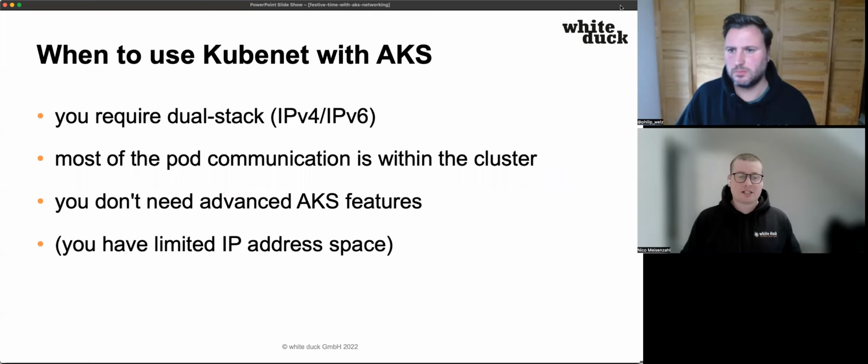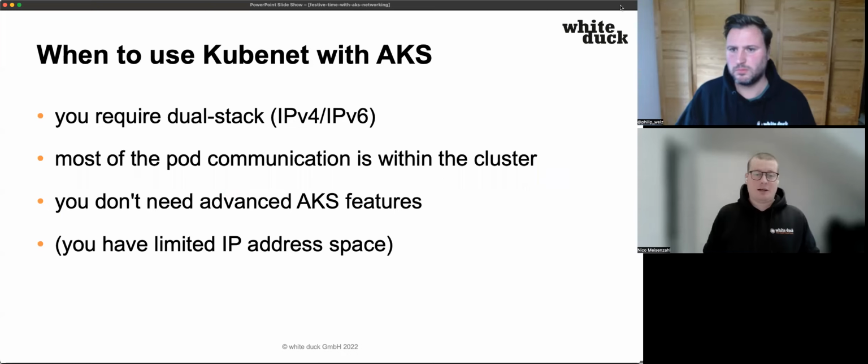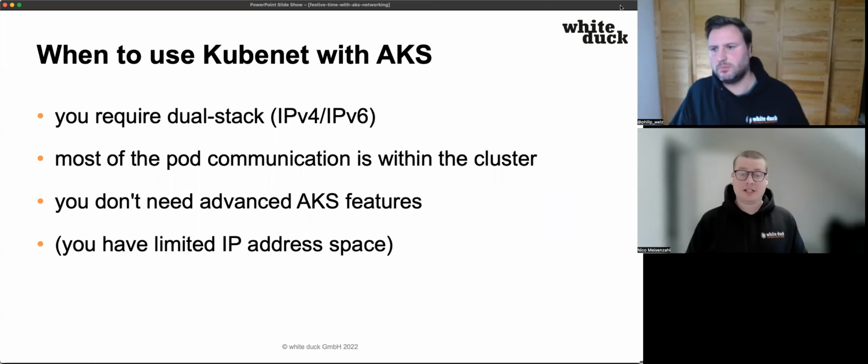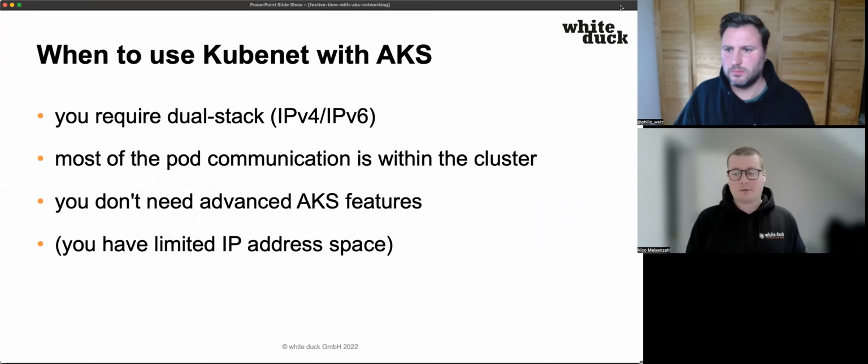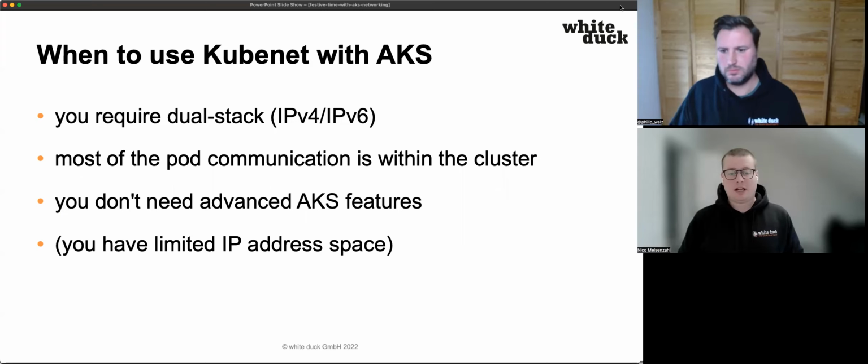Maybe some details on when to use Kubenet with AKS. Kubenet supports dual stack, so if you need IPv4 and IPv6 inside your cluster, Kubenet can help you with that. Once again, due to the additional hop, it's only recommended when most of your communication is within your cluster, so pod communication and not outside of your cluster, and also if you don't need any advanced AKS features like, for example, the virtual node option with ACI.